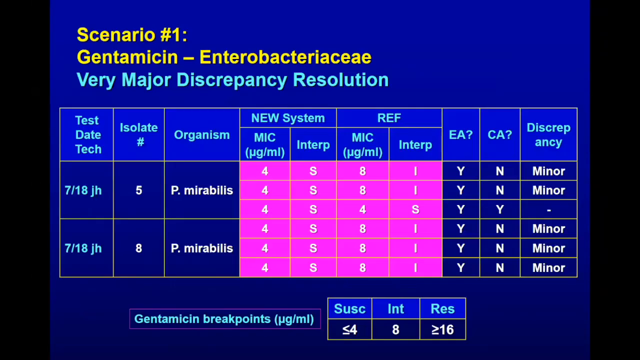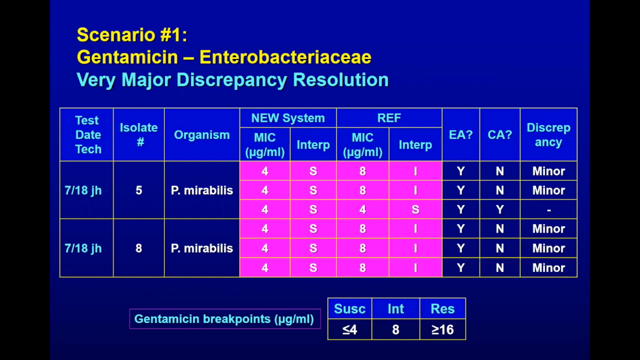However, if very major errors persist, we have to consider this drug-bug combination not verified, and we cannot report it on patient isolates. Okay, so here's just an example of the results you might obtain when testing these two problematic isolates in triplicate. As you can see, when retesting with the new system, the results were basically the same. All of the results were 4, in the susceptible range.